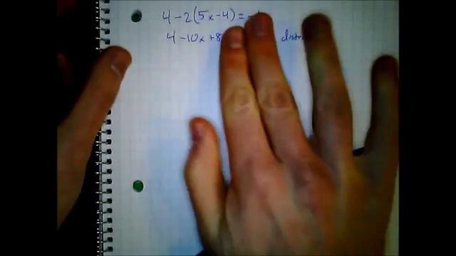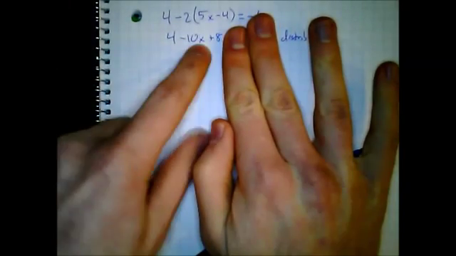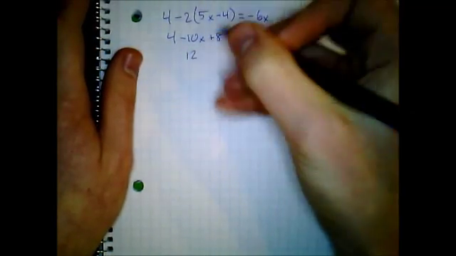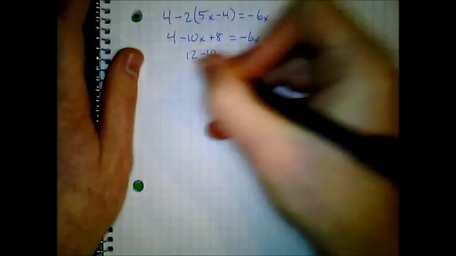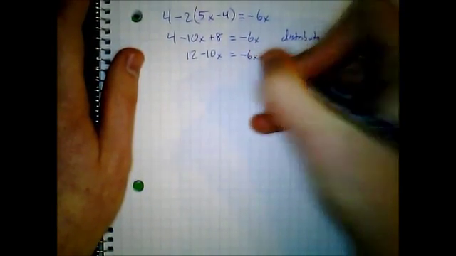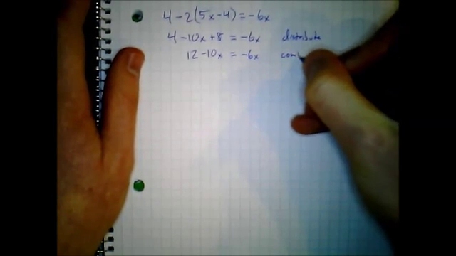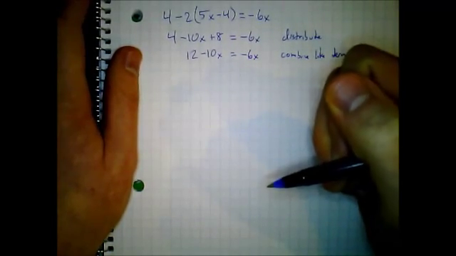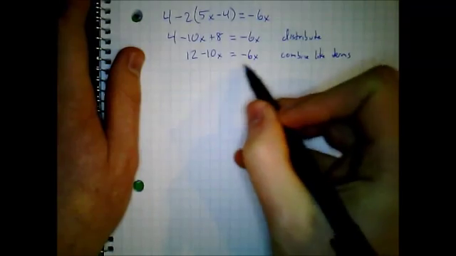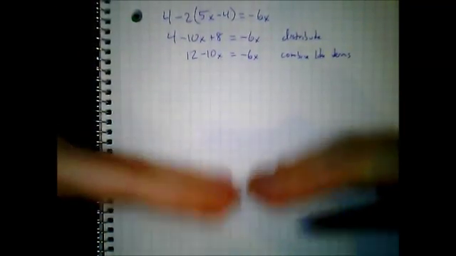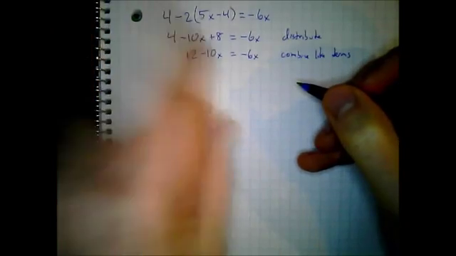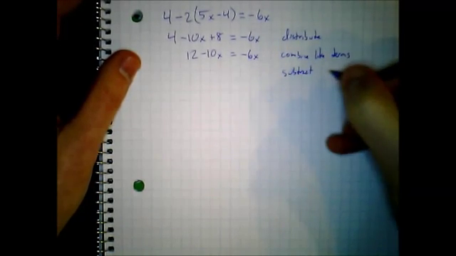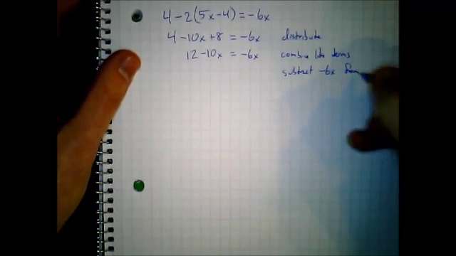Now I notice on my left side, I have like terms to combine. I have 4 units, I have negative 10x's, and I have another positive 8 units. So I have a total 12 units, my negative 10x's, so we have 12 minus 10x equals negative 6x. And we combine like terms. Okay, I notice I have negative 10x on the left, I have negative 6x on the right, so I can subtract off negative 6x from both sides. I have 10 red x's on the left, 6 red x's on the right, so I know I could subtract 6 of them off, so I can subtract negative 6x from both sides.